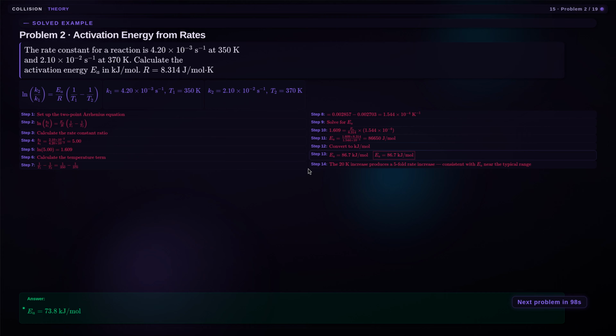First, we set up the two-point Arrhenius equation. Second, we calculate the rate constant ratio, which is 5.00, with log of 5.00 equals 1.609. Third, we calculate the temperature term, 1 over 350 minus 1 over 370, giving 1.544 times 10 to the negative 4 per Kelvin. Fourth, we solve for Ea, which equals 86.7 kilojoules per mole.